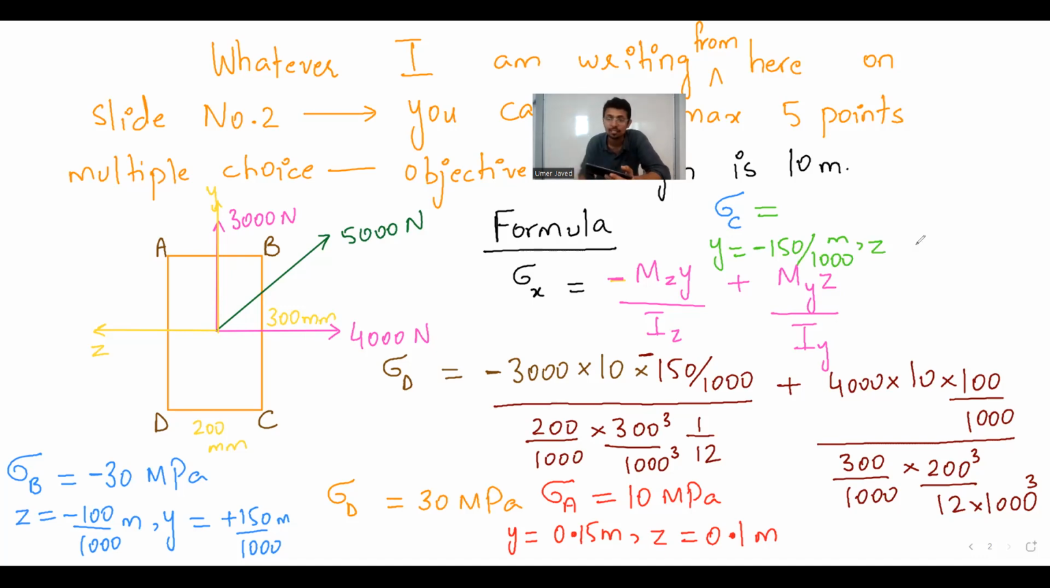I generally want everyone to double check. So Z equal to, what is the Z value? For C, Z value is 100. Okay. And Z value is negative 100. One of the students has corrected us. Thank you. And Y value is negative 150. So stress C comes out to be negative 10 megapascal. Agree? Okay. So now let's combine the results.